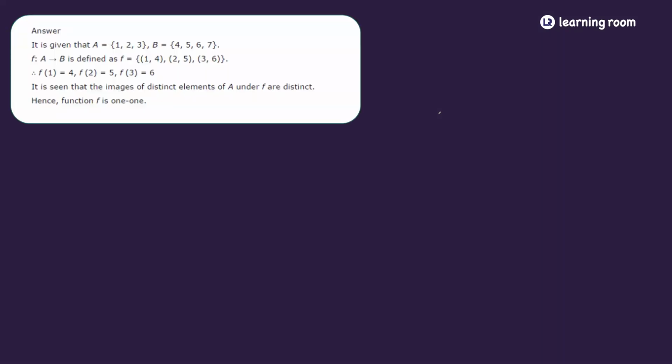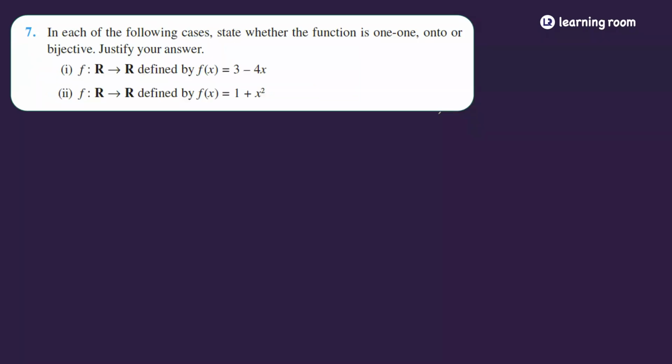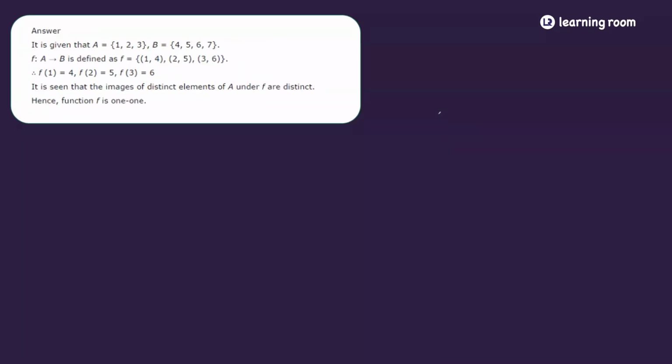One minute. So check the solution. So that's the thing they have given. Each input has a distinct output. You're copying it. You're reading it. Okay. Are you clear with this? Yeah. So it is seen that the images of distinct elements of A under f are distinct. That is the reason. Hence it's one-one. Simple. There is nothing much to prove.